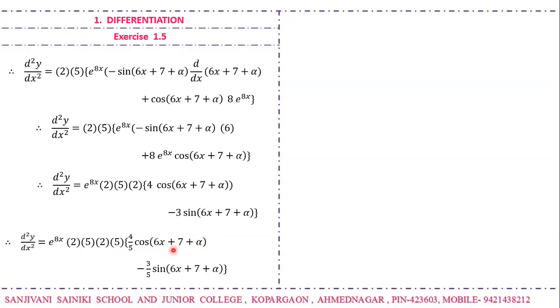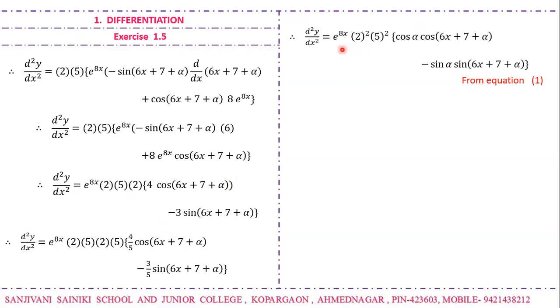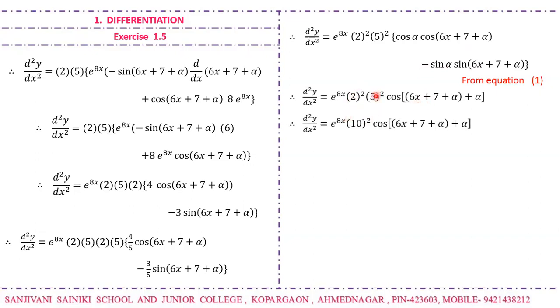4 upon 5 is cos alpha and this 3 upon 5 is sin alpha. So e raised to 8x, 2 square into 5 square, cos alpha cos of 6x plus 7 plus alpha minus sin alpha into sin of 6x plus 7 plus alpha. So cos a cos b minus sin a sin b is cos of a plus b. Then 2 square into 5 square is 10 square. So the second order derivative is e raised to 8x 10 square cos of 6x plus 7 plus 2 alpha. This is the second order derivative.